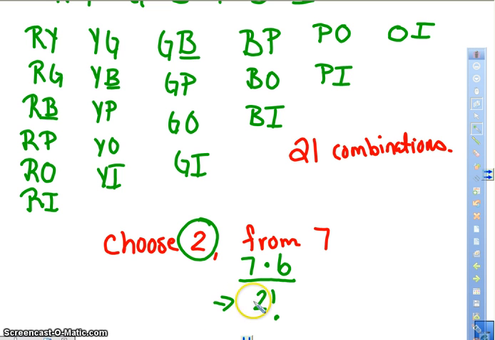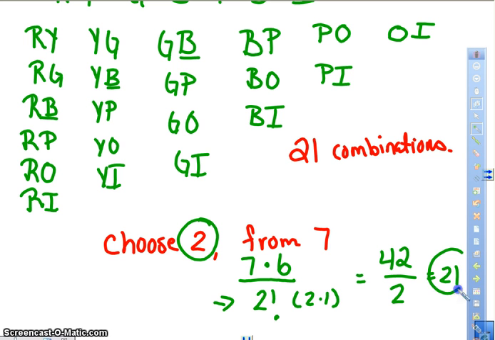If I was choosing 3, then I would bring this out one more and then divide by 3 factorial. So you're going to divide by the number of numbers that you're choosing factorial. Now we know 2 factorial is the same as 2 times 1. So when I do this problem, I know 7 times 6 is 42, 2 times 1 is 2. When I divide, I also get 21. So 21 different combinations.